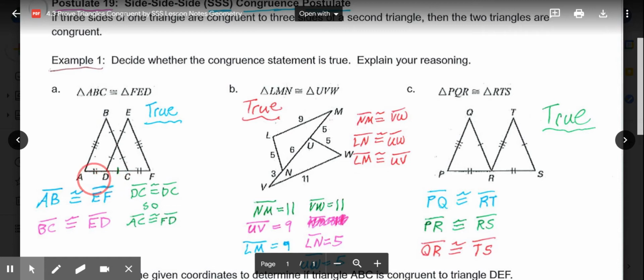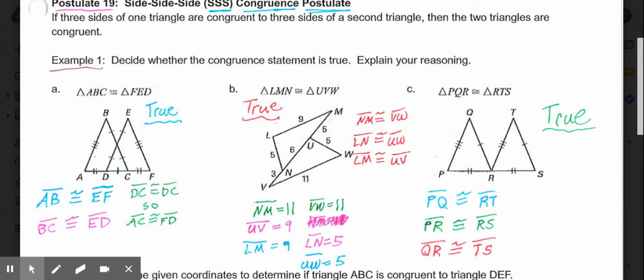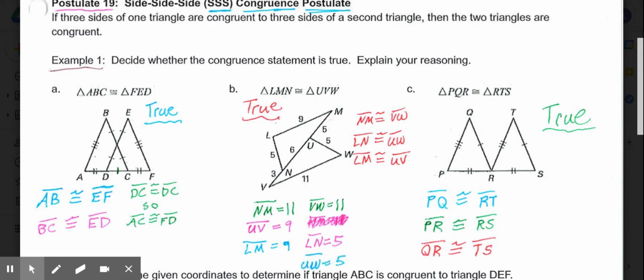So then with the info that AD is congruent to CF, and this distance is the same, we know the distance from A to C is congruent to the distance from F to D. So we know AB is congruent to EF, BC is congruent to ED, and AC is congruent to FD. So we have 3 corresponding sides that are congruent, so this congruence statement is true.